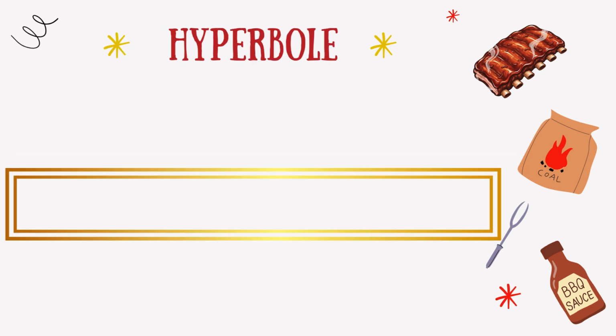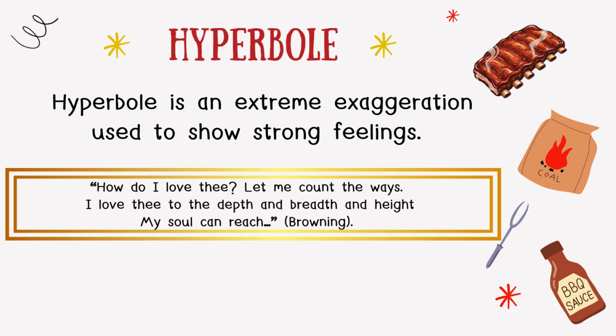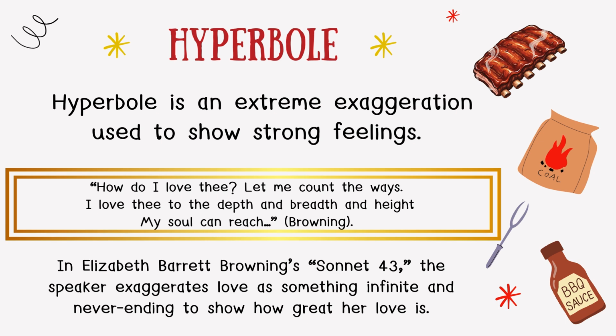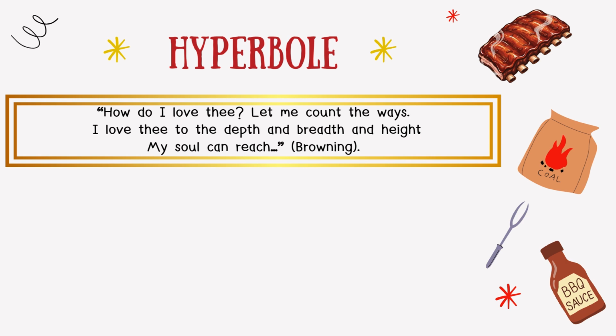On to hyperbole. Hyperbole is an extreme exaggeration used to show strong feelings. This sonnet says, "How do I love thee? Let me count the ways. I love thee to the depth and breadth and height my soul can reach." In Elizabeth Barrett Browning's Sonnet 43, the speaker exaggerates love as something infinite and never ending to show how great her love is. Using hyperbole, we get to imagine the extreme exaggeration that the speaker uses to talk about love. It allows readers to see how much the speaker actually feels. The love is so big that it can't be measured.